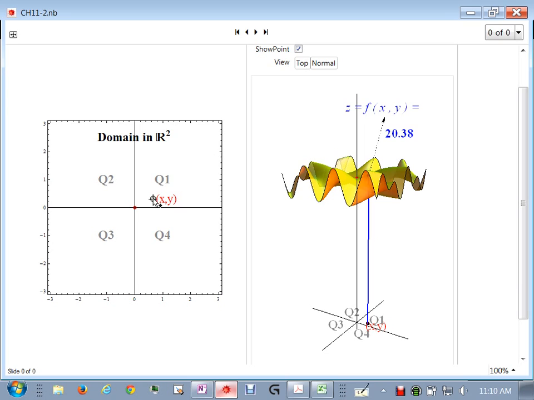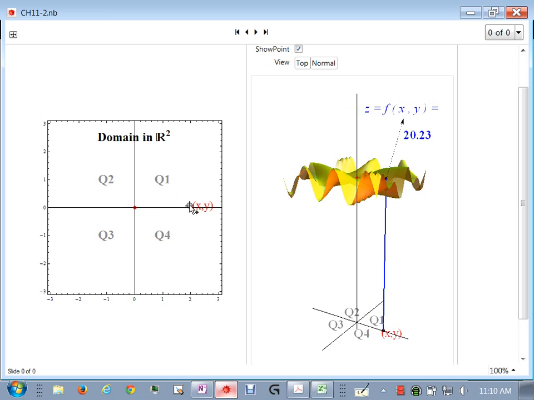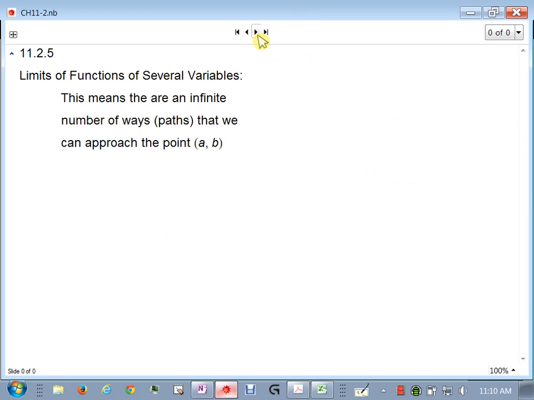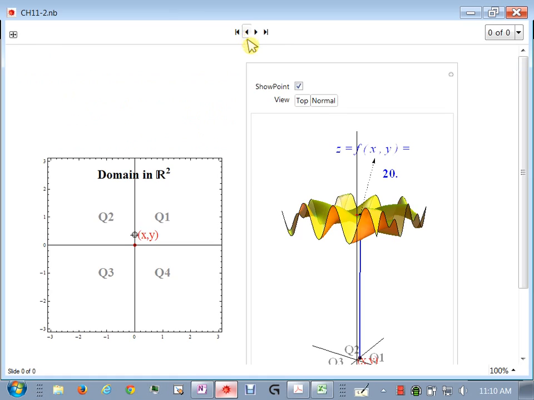Do you think that there's any function out there that when I come in this way, it's different than if I come in this way? You think that's possible? So there are infinitely many ways that we could approach. I'll show you a couple more paths.